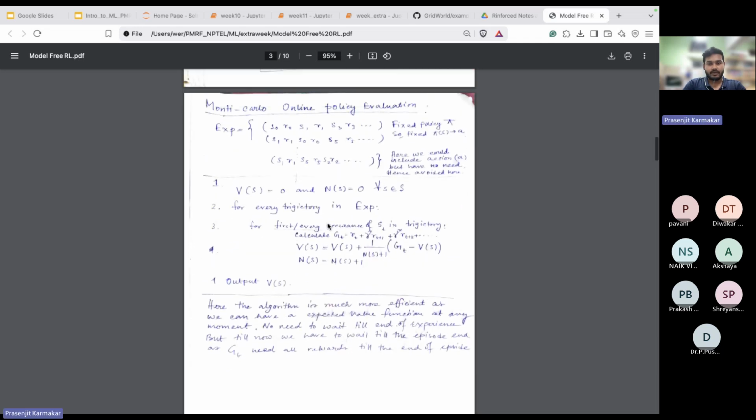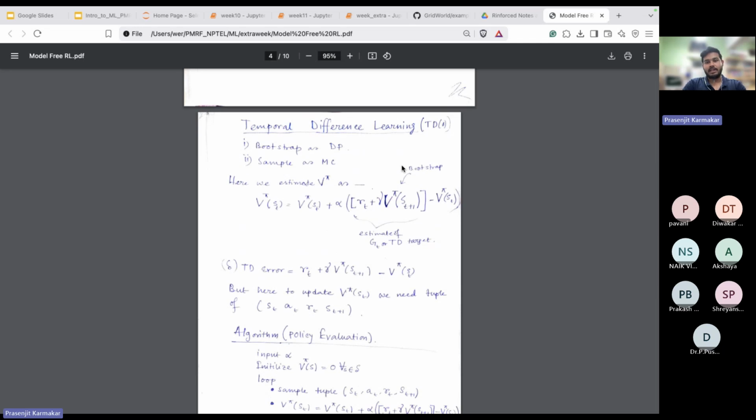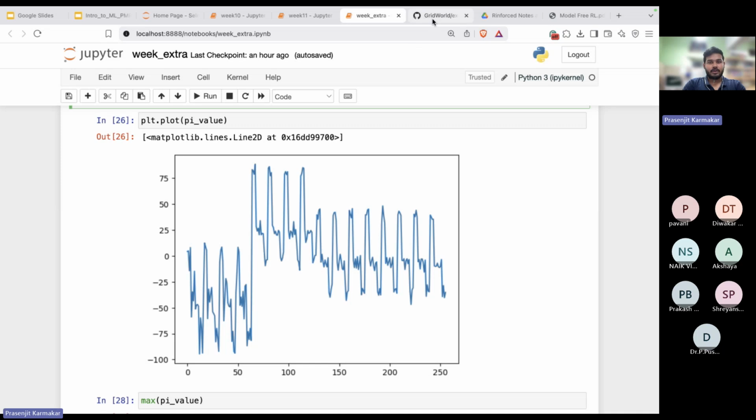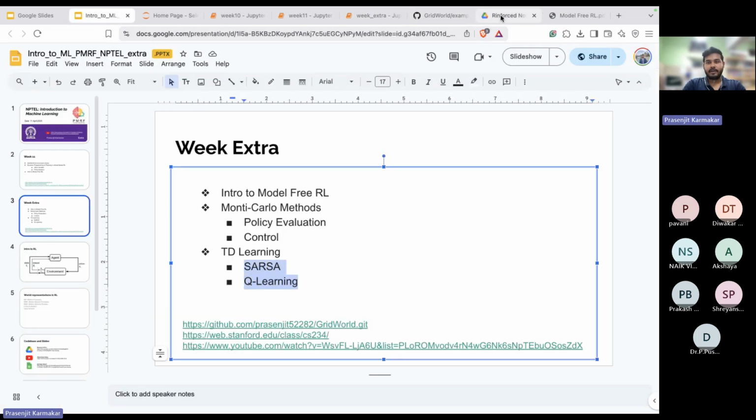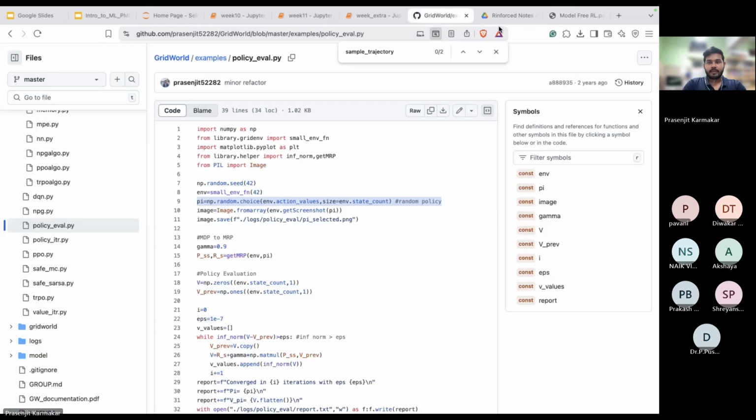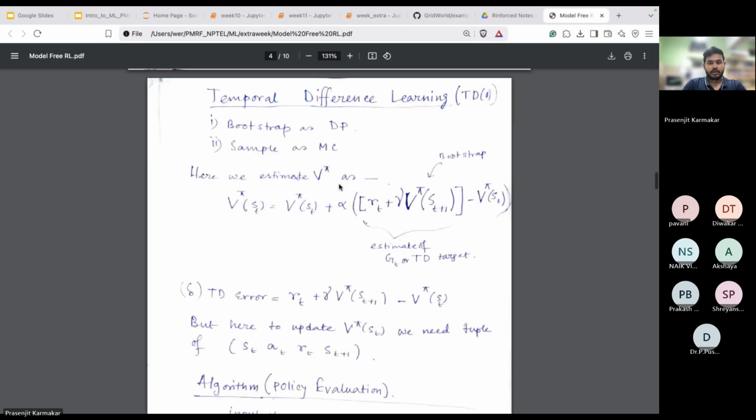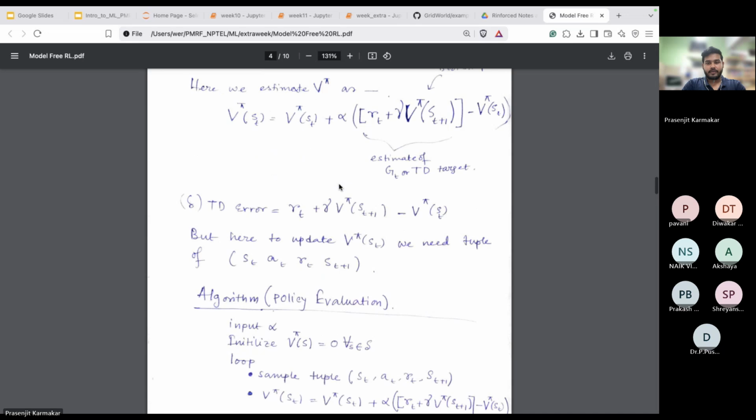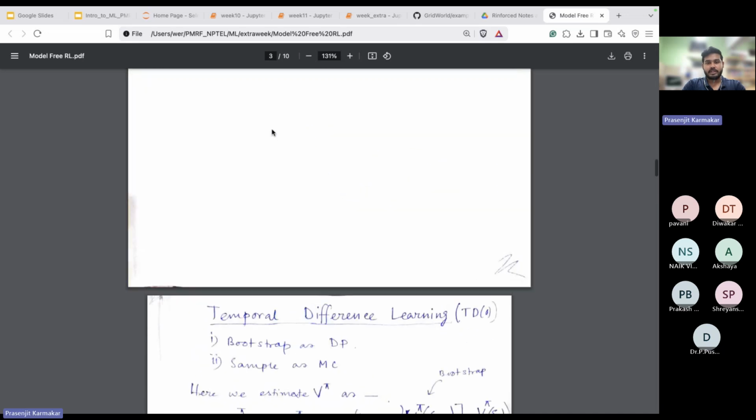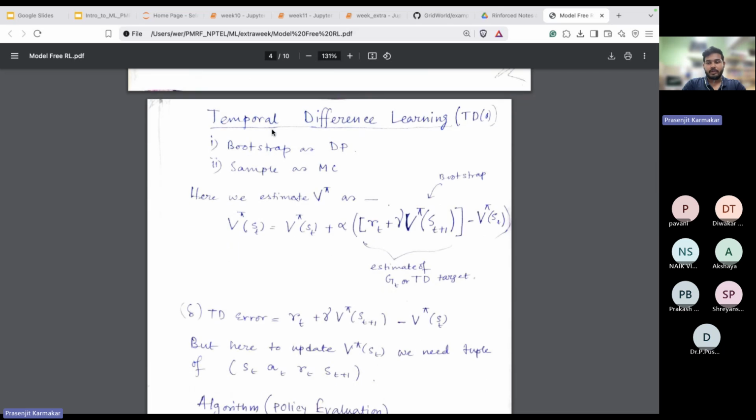Now this part you know. Now comes the temporal difference learning part, the last part of the reinforcement learning topics you have in this course. There are two methods, SARSA and Q-learning. So let me just do the temporal difference part first, and then I will explain how to improve the policy.